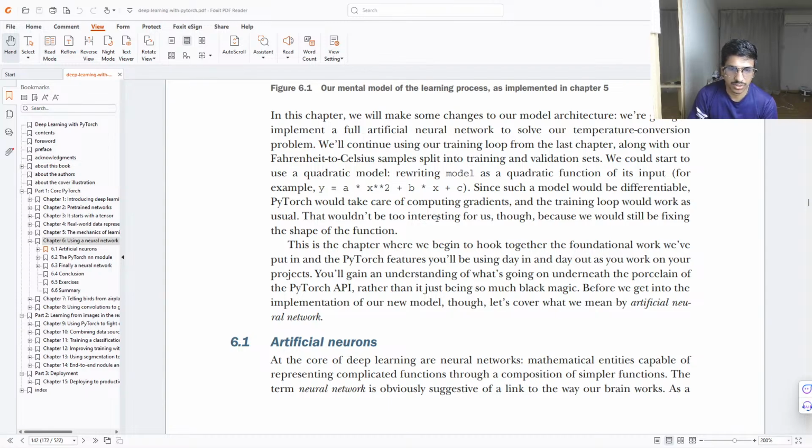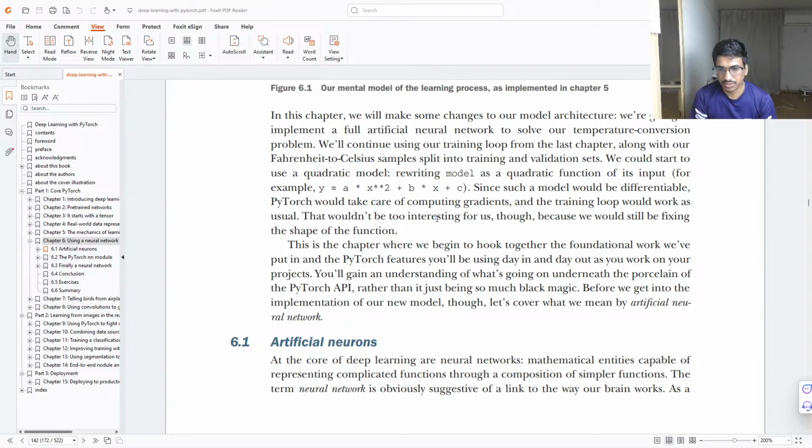We could start to use a quadratic model, rewriting model as a quadratic function of the inputs. For example, y is equal to a x squared plus b x plus c. Since these models will be differentiable, PyTorch will take care of computing the gradient and the training loop. Okay, computing the gradient, autograd handles it, not a big deal. And the training loop would work as usual. That wouldn't be too interesting for us though, because we will still be fixing the shape of the function.